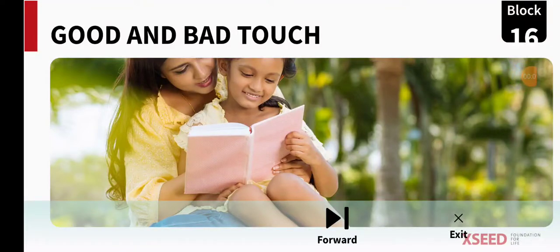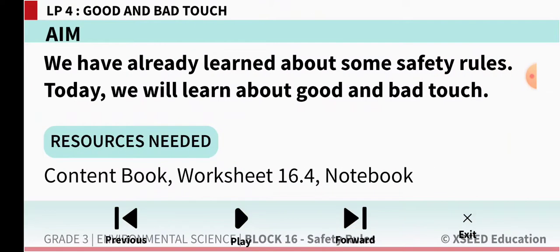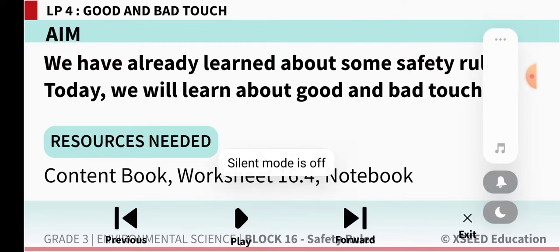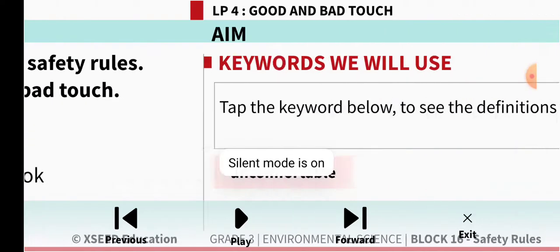In today's class, we are going to learn the lesson Good and Bad Touch. This is from block 16. This is the 16.4 lesson. So let's move on. We have already learned about some safety rules. Today, we will learn about good touch and bad touch, right?